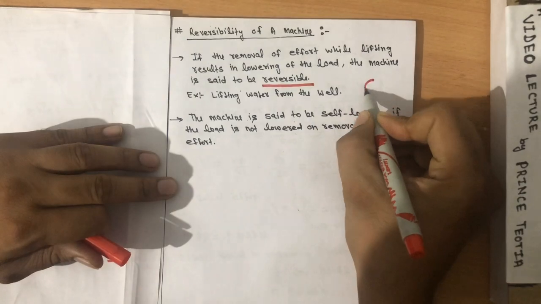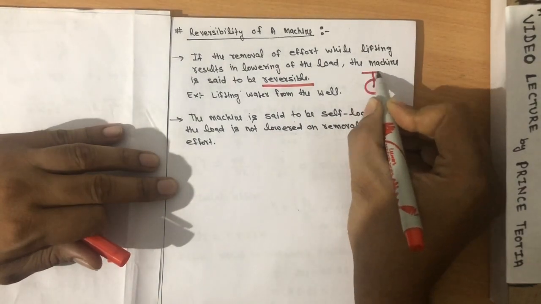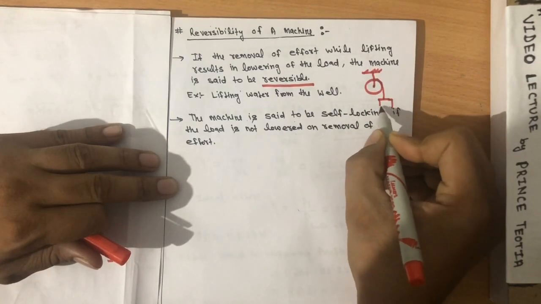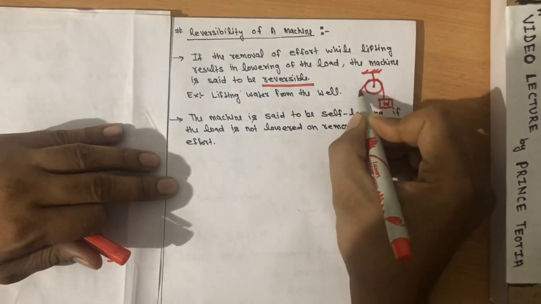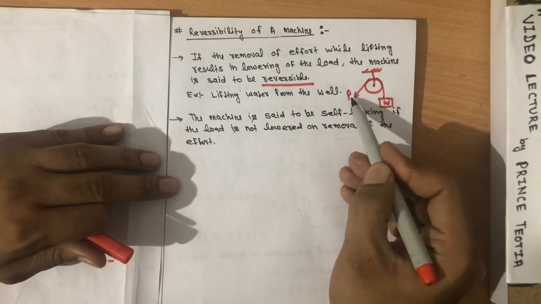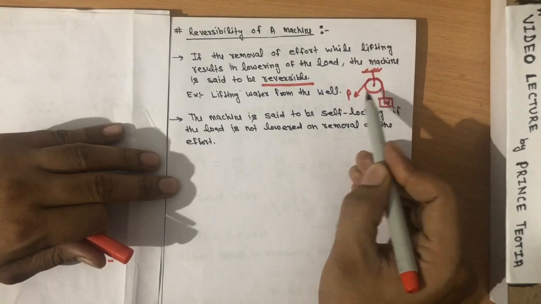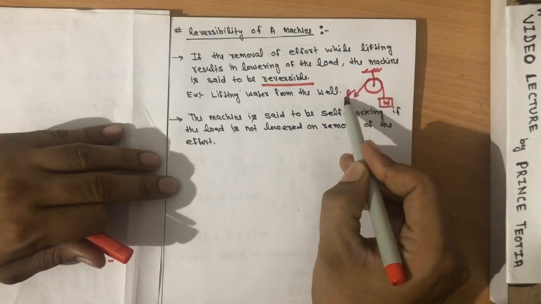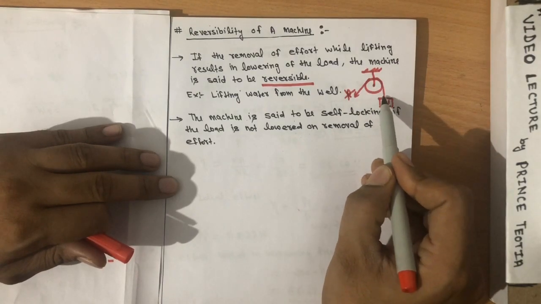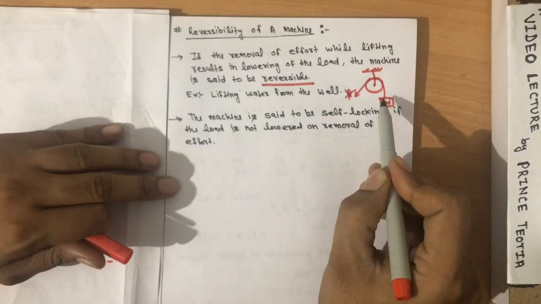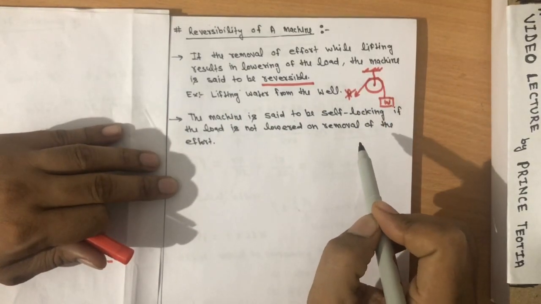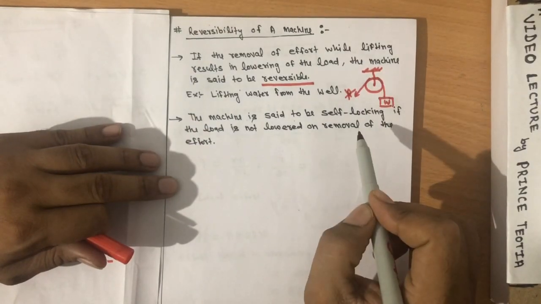Suppose this is the pulley system, and this is the weight W applied, and this is the effort P. If we pull this string, then the weight will rise. If suddenly we remove this force, then what happens? The weight will move to the downward side. So in this condition, this is a reversible machine.